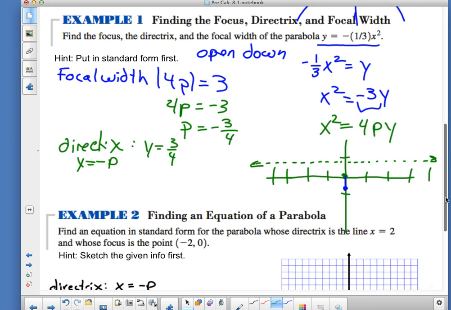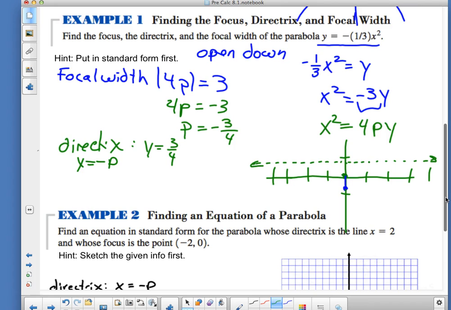The directrix and the focus are the same distance from the vertex. So this is 3/4 as well, but it's just the opposite of P. Now, the vertex is the center between the focus and the directrix.